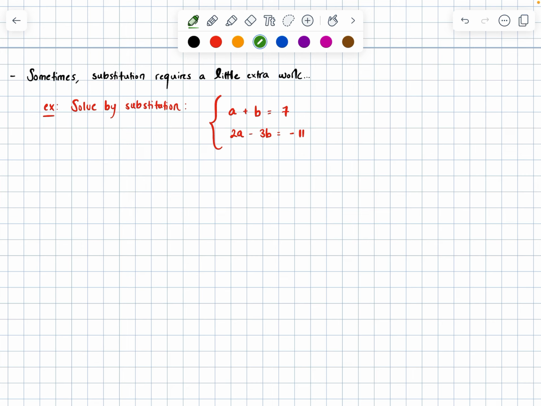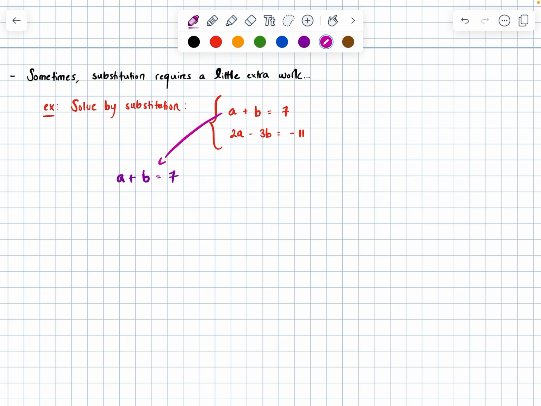Alrighty. Well, hopefully, if I take any one of my two equations, all I need to do is get one of my variables by itself. Let's say that I take this top equation here, a plus b equals 7. I need an isolated variable.